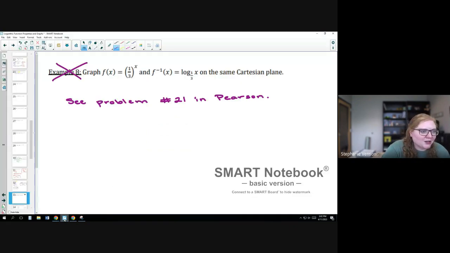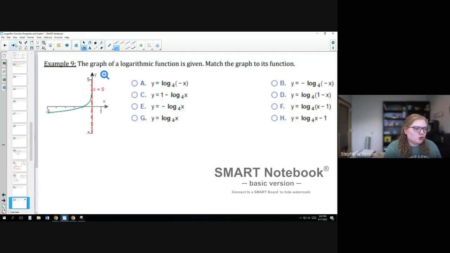But now that we've tackled that, we can move on to the next problem. So we don't have too many left. I think there's 9, 10, 11, and 12. So let's tackle them. Okay, so example 9 says the graph of a logarithmic function is given. Match the graph to its function.